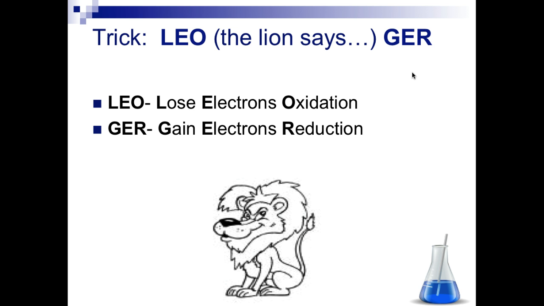So here's a trick. Leo the lion says grr. LEO stands for loss of electrons is oxidation, and GER stands for gaining of electrons is reduction.